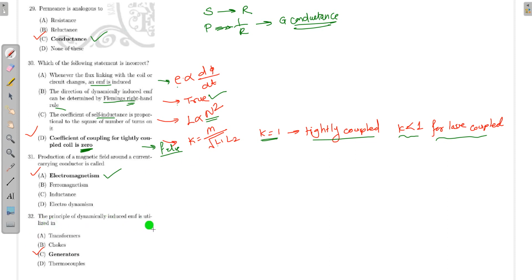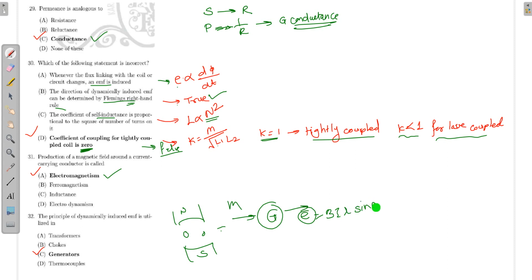The principle of dynamically induced EMF is utilized in which device? Dynamically induced EMF means the conductor is moving inside the magnetic field, or the magnet is moving inside the armature. So that is applicable in a generator. In case of a generator, we give mechanical power as the input and we get electrical power, which is given by B L V sine theta. So it is applicable in case of a generator.